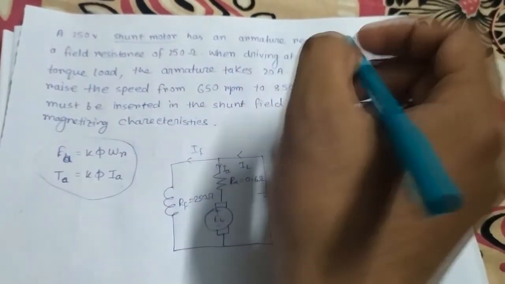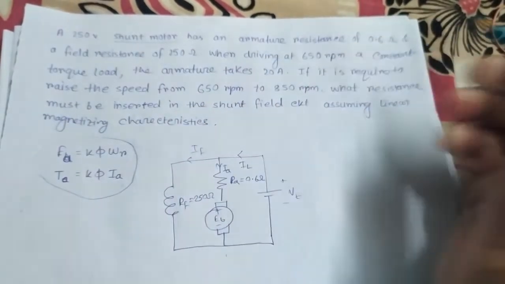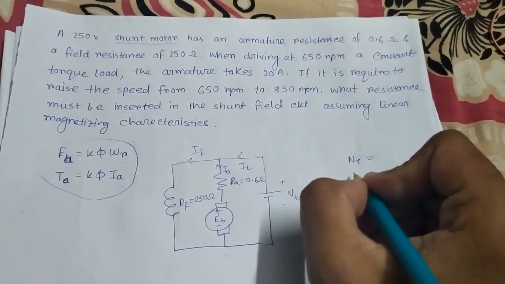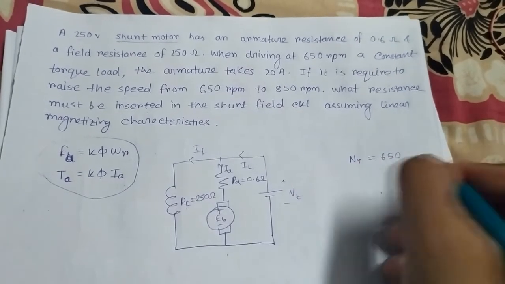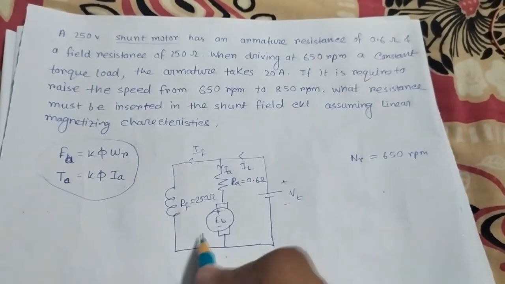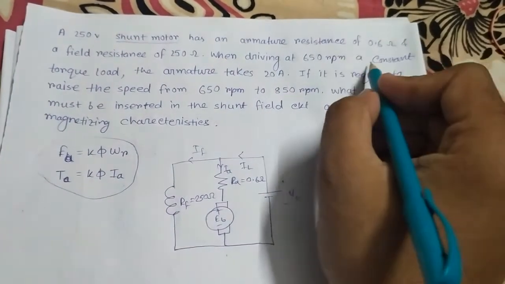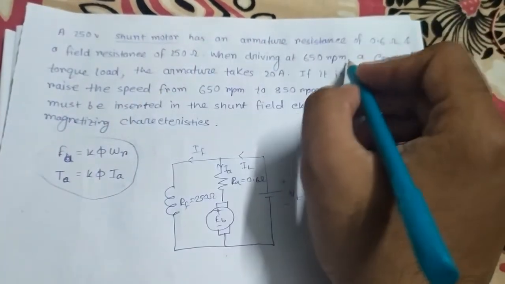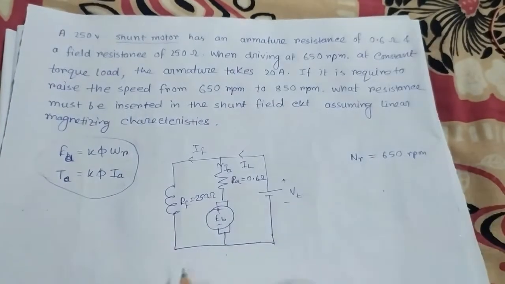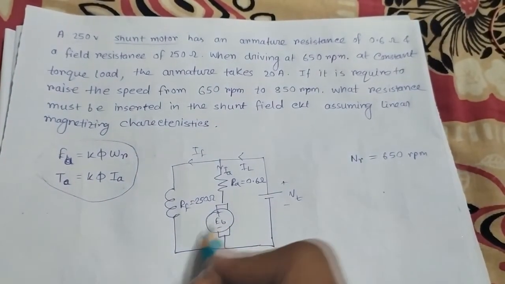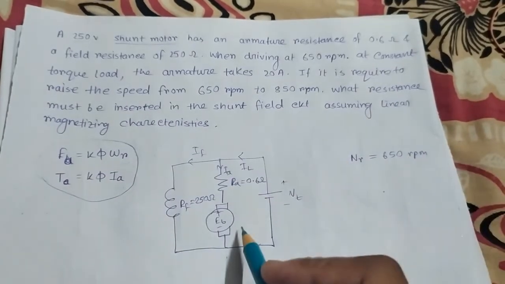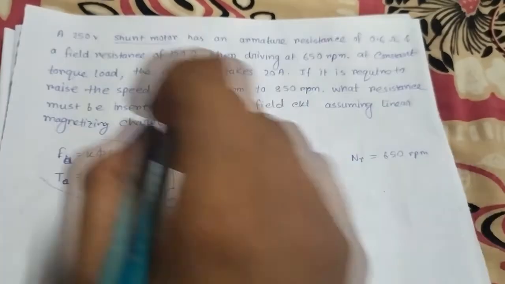When driving at 650 rpm, what is given here? NR is given, that means the speed of the rotor is 650 rpm. So the motor is taking some load and it's rotating at 650 rpm, at constant torque load. That means the load is not changing. Torque is actually the mechanical load, so the mechanical load is not changing, the load is constant.